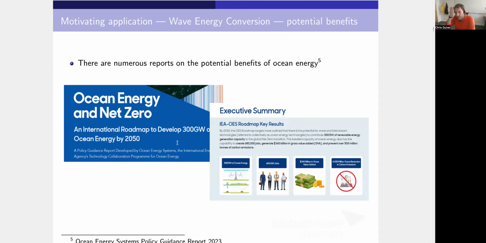However, the wave energy community, people working in it, strongly believe in its potential. And there's lots of work and evidence to highlight its potential benefits. So I show you two screen grabs from the IEA on one of their roadmap documents. I appreciate it may be a little bit small, but they highlight the potential benefits in terms of energy, jobs created, boost to the economy, and reduction in carbon emissions.